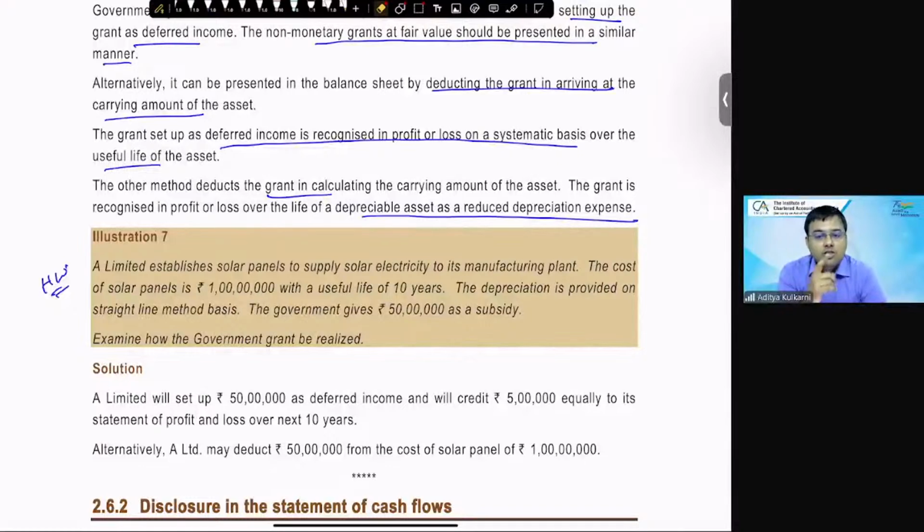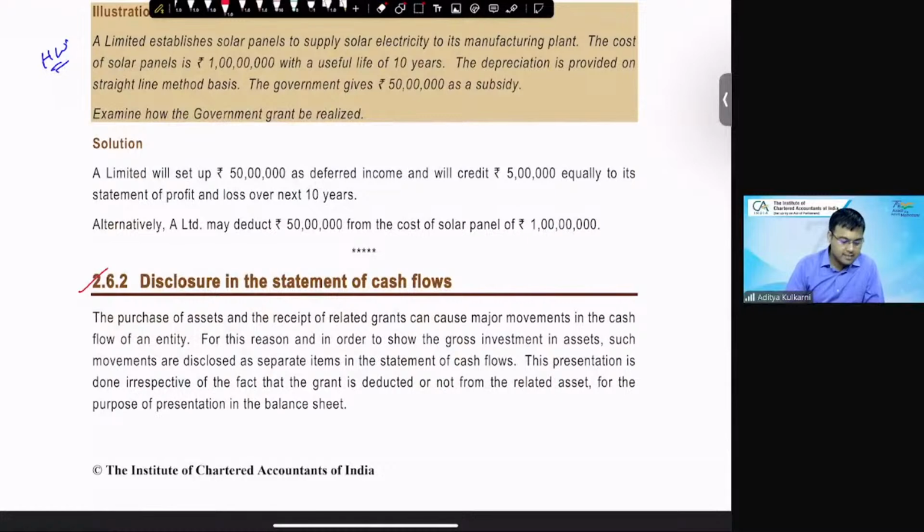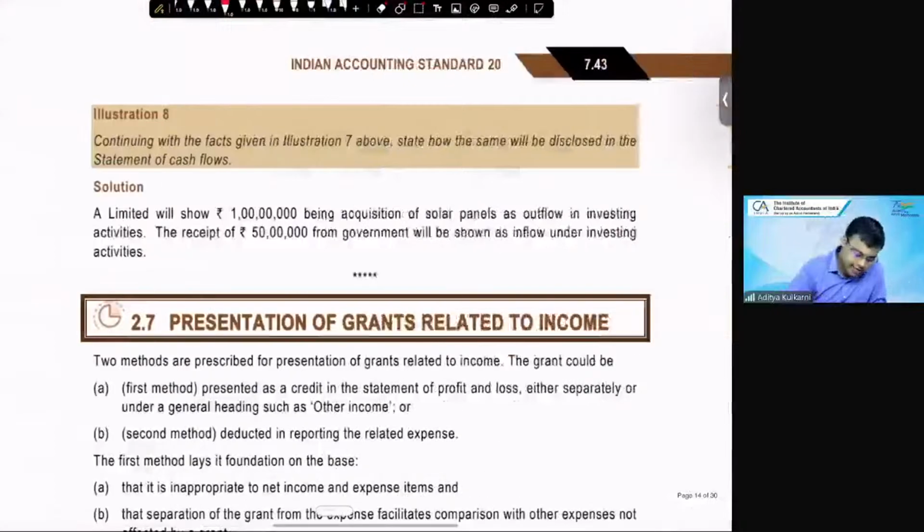Separate amounts. You should show it separately. No doubt about that. Because your asset is worth 100. You are getting a compensation of 30. So you are not paying 70. It is 100 minus 30. So both of them should be shown separately. So disclosure in the cash flows tells the same thing. Presentation is done irrespective of the fact that the grant is deducted or not from the related asset. You may follow whatever method you want to follow for the accounting of the grant. But cash flow presentation will be on a gross basis only. Net basis is not permitted. Okay. So you can take this for homework.